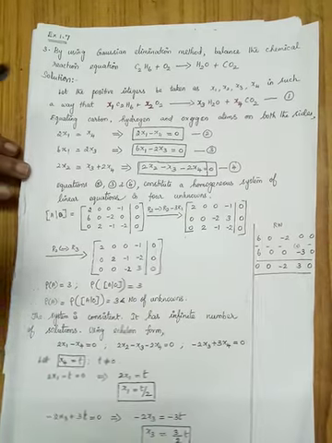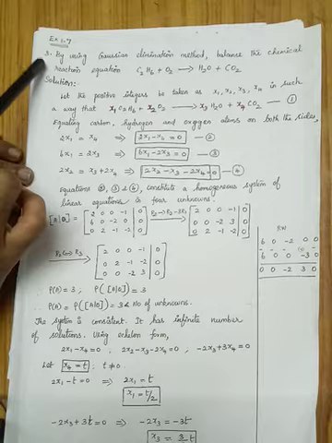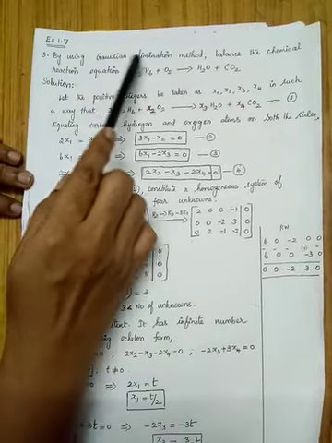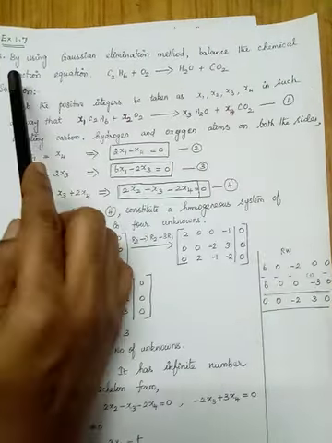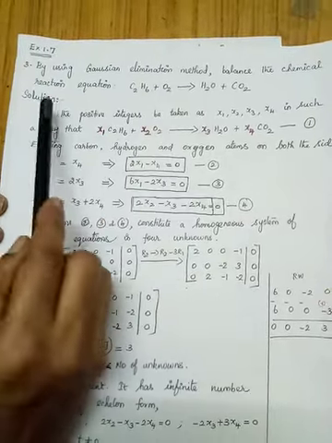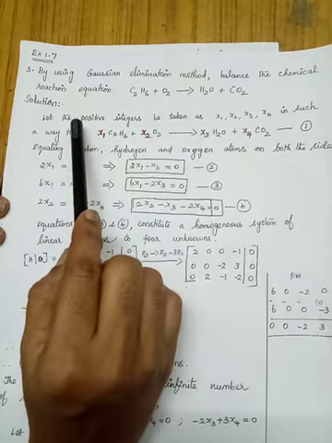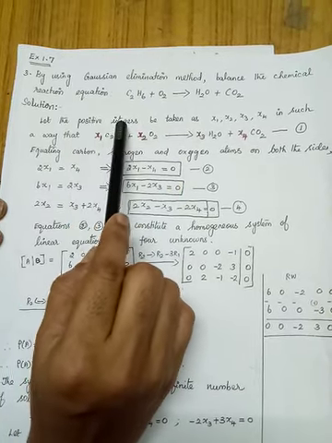Good morning, students. Today we are going to see exercise 1.7, third problem. Using the Gaussian elimination method, balance the chemical reaction equation. This equation is given. Here there are four terms, so I am going to take four positive integers.